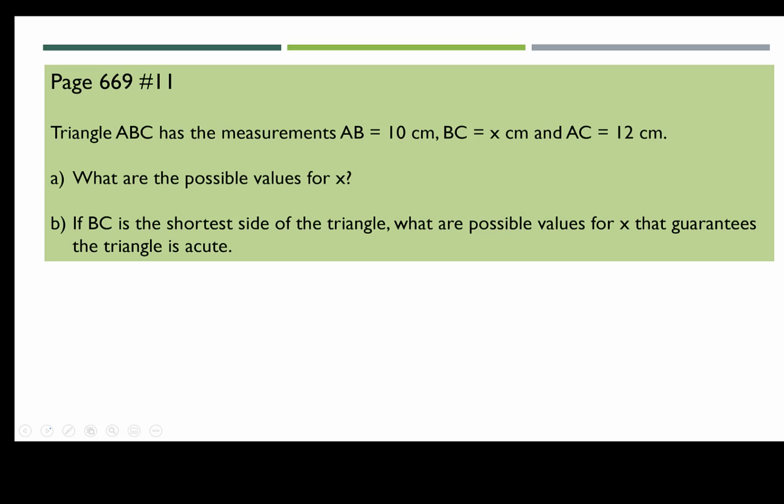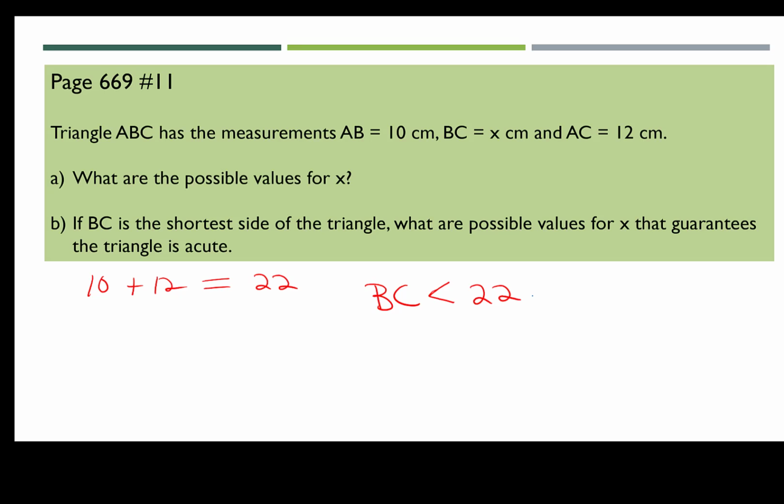This is page 669, number 11. Triangle ABC has the measurements of AB is 10 centimeters, BC is X, and AC is 12. What are the possible values for X? Now we need to know the theorem that two sides of a triangle have to be larger than the third side of the triangle. And so if we already know that one side is 10 and the other side is 12, that's 22. So that means BC cannot be 22 or greater. So we're going to say it has to be less than 22.